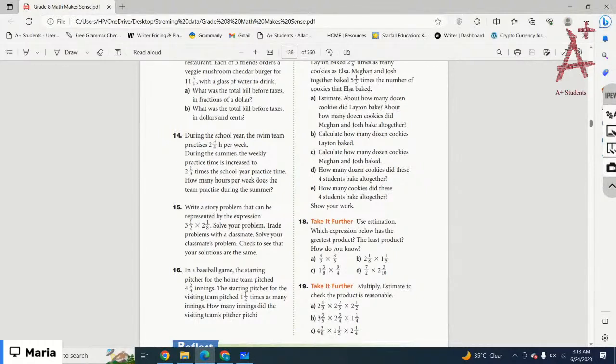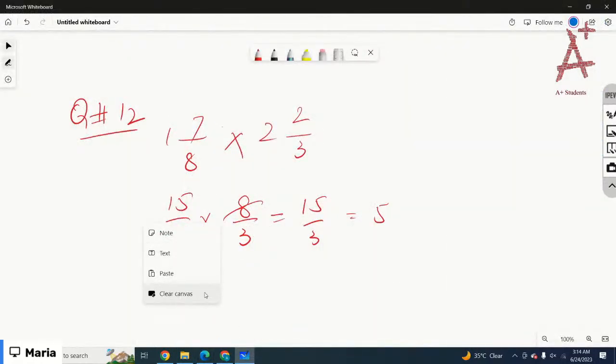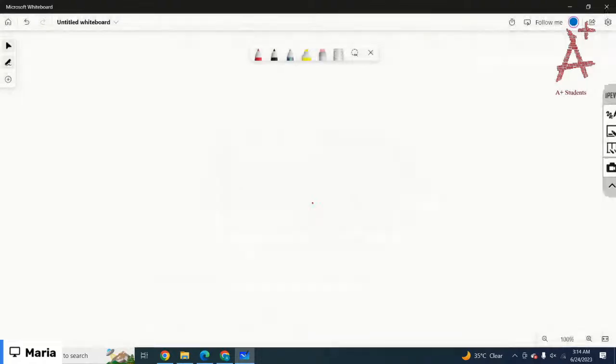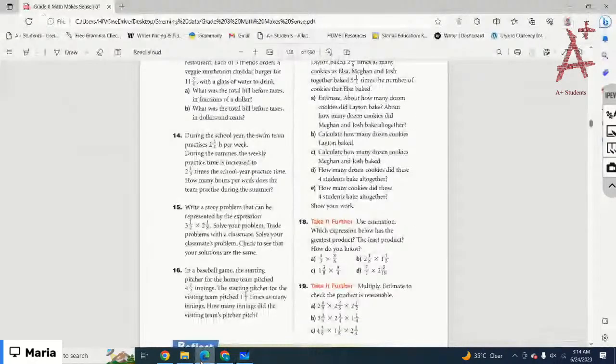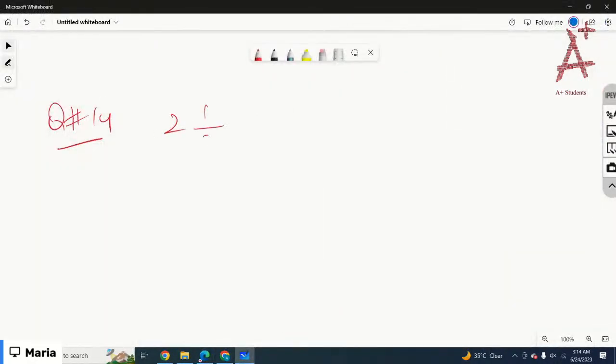Okay, so before the timing is 2 whole 3 over 4 per week. But in the summer, the weekly practice time is increased to 2 whole 1 over 3 times the school year. Like then now the time is 2 whole 1 over 3 times the older time. Got it? So basically you have to evaluate 2 whole 1 over 3 times 2 whole 3 over 4. Got it? Question number 14. You have to do 2 whole 1 over 3 times 2 whole 3 over 4.